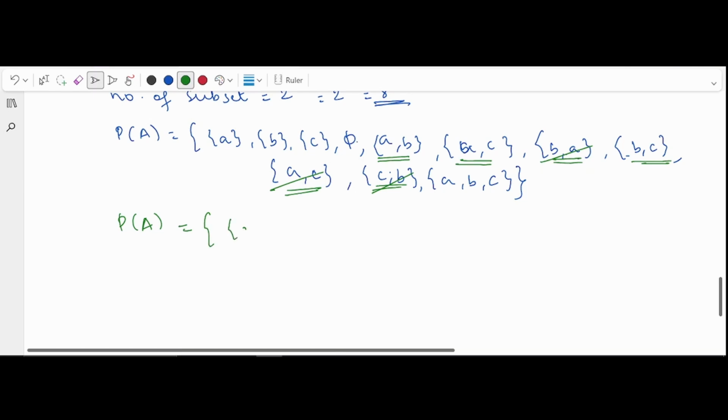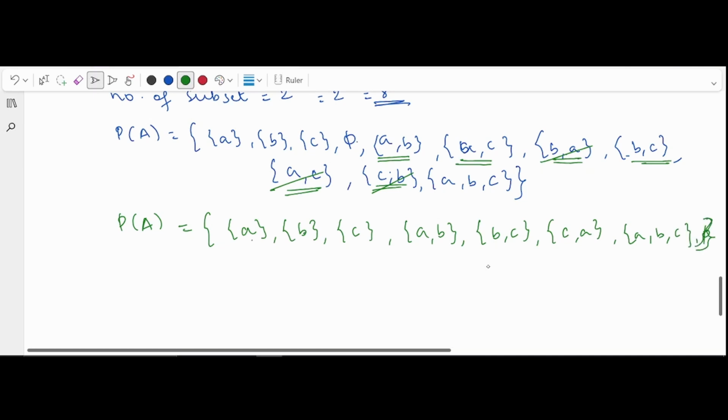So we can say that P of A is a, b, c, a b, b c, c a or a c, a b c, and phi. 1 2 3 4 5 6 7 8. So this is your number of subsets, or these are the subsets of set A. Okay, remember, repeated terms should be taken only once.